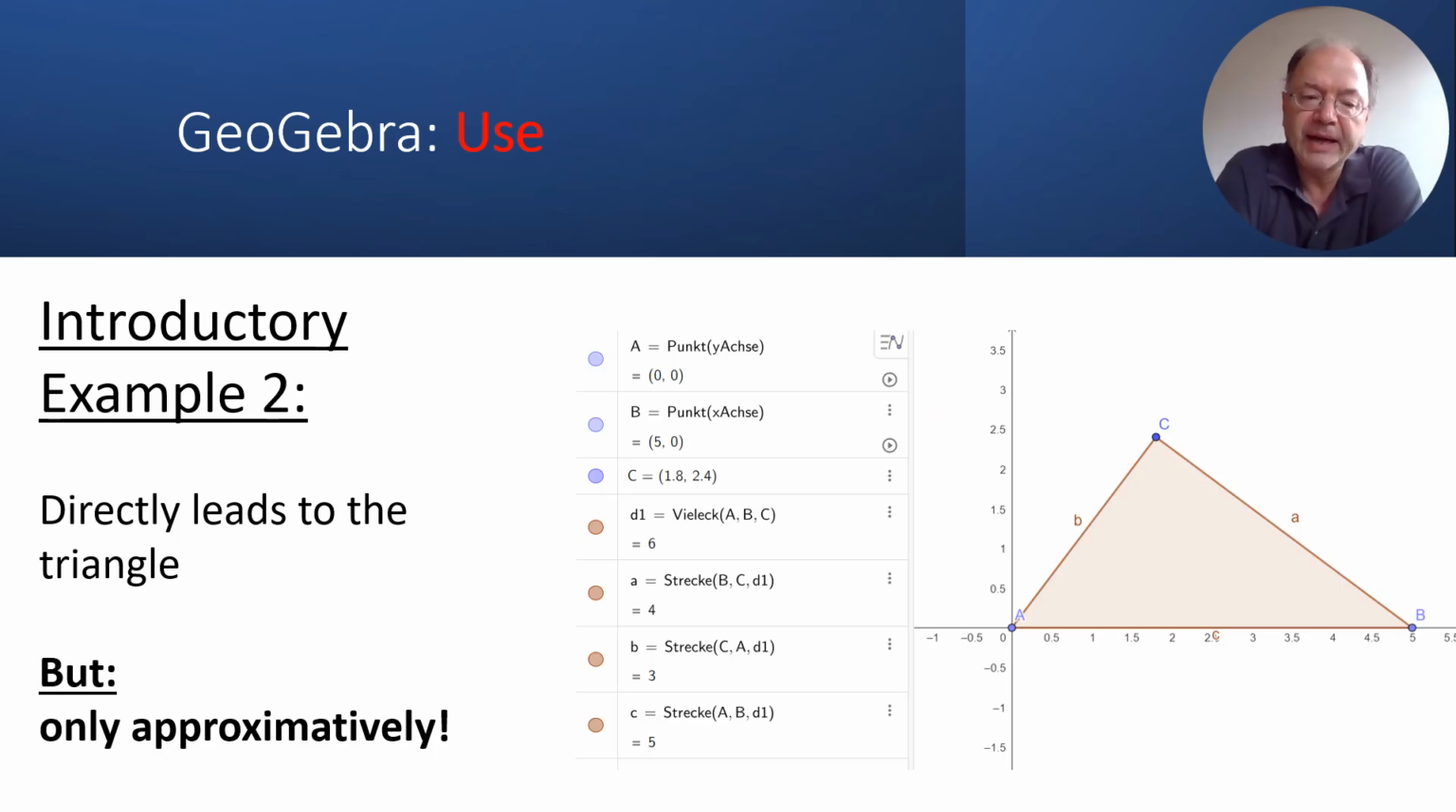An example directly leads to the triangle, but only approximately. You need to know the 3 points, then it goes well. If I use the same example, I have to calculate the point C beforehand, then I can just approximately make a triangle. If I want to do that mathematically correctly, I have to do the construction, of course.